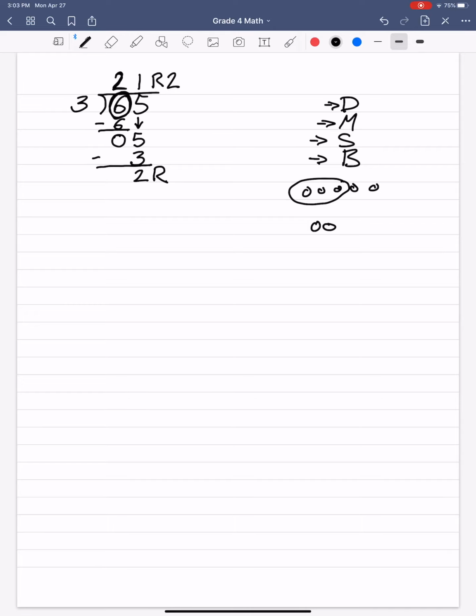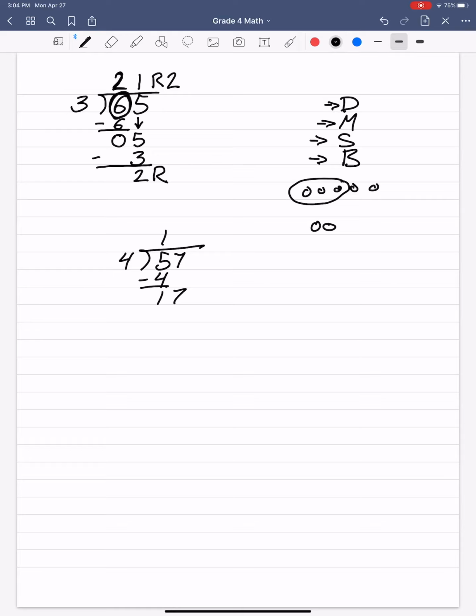I'll do one more example. And I'll just do it a little faster this time so you can see how easily it can be done once you memorize the steps. Okay, so let's see. Let's try 57 divided by 4. 5 divided by 4 is 1. 1 times 4 is 4. 5 minus 4 is 1. Bring down my 7.